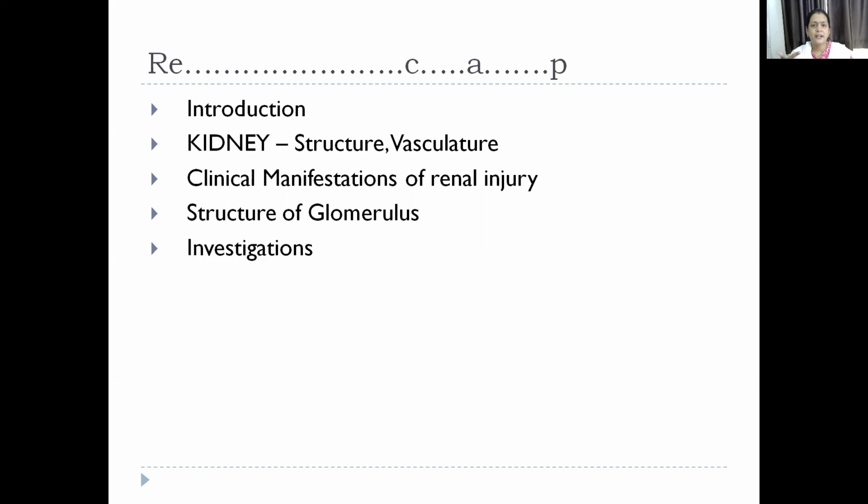And then creatinine. Creatinine, I told you, is a result of the breakdown of creatine in the muscle, that is usually 0.6 to 1.2 milligrams per deciliter. So this can be seen increased in any renal pathology because the GFR is diminished and it is not able to excrete the unwanted material out.